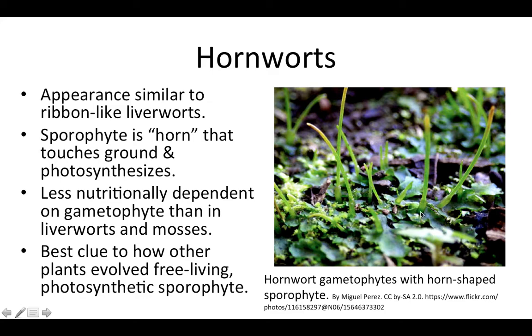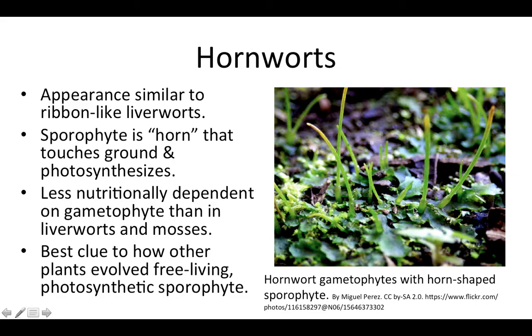In this case, unlike the mosses, the sporophyte is actually touching the ground. Right? It's not growing from the top of the plant, but it's growing right next to the soil. And you see here that the sporophytes are green. For the mosses, they were mostly yellow. That's an indication that the moss sporophytes are not photosynthesizing, but the hornwort sporophytes are photosynthesizing. That means that they are not as nutritionally dependent on the gametophyte as they are in the mosses.